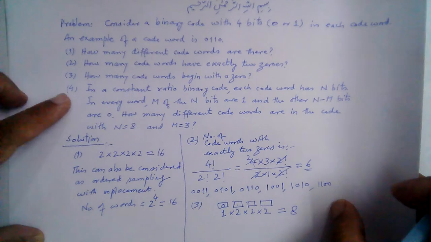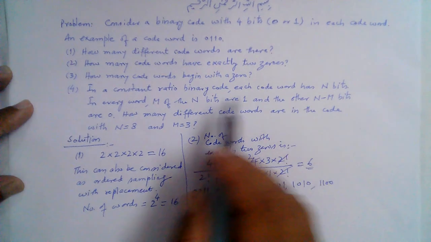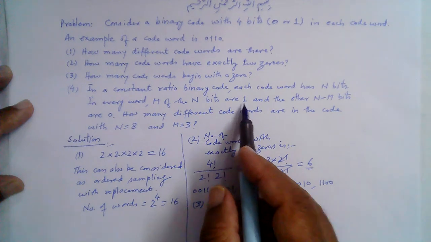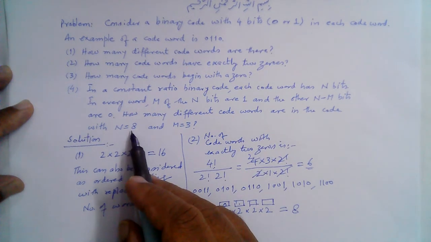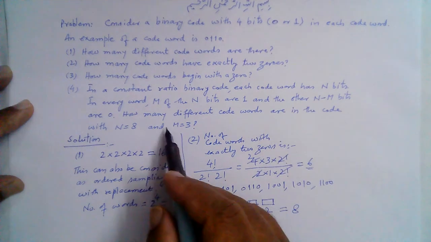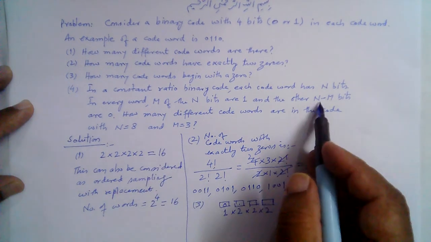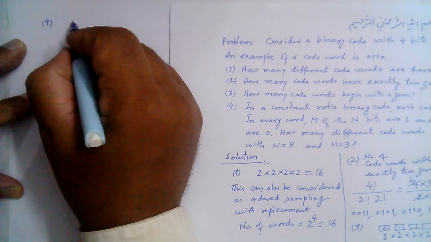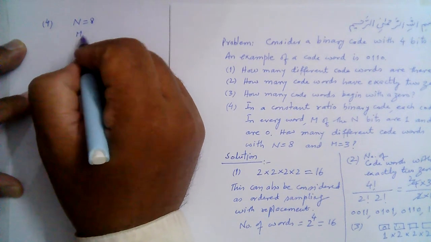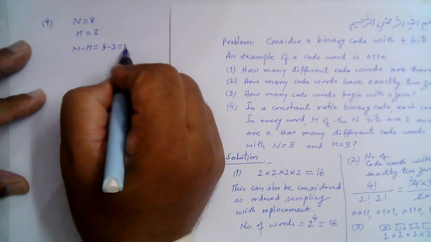Now the last, part 4. In a constant ratio binary code, each word has n bits. In every word, m of the n bits are 1 and the other n minus m bits are 0. How many different code words are in the code with n equal to 8 and m equal to 3? So n is the total number of bits, and m is equal to 3, the number of ones. So the number of zeros is n minus m, that is, in this case, 8 minus 3 is 5. So this can be solved using the multinomial coefficient. We are given n equal to 8 and m equal to 3, so n minus m, which is the number of zeros, is 8 minus 3, equal to 5.